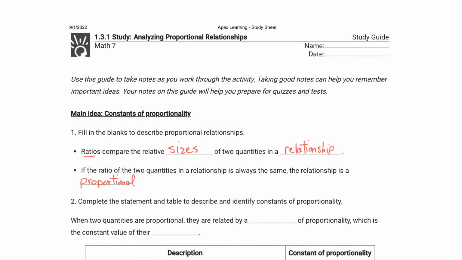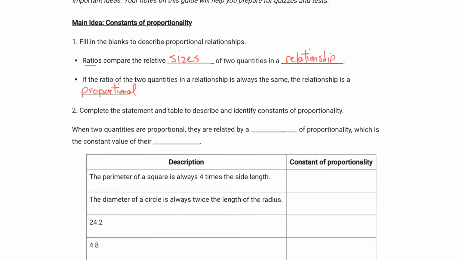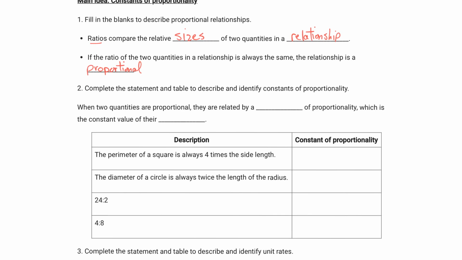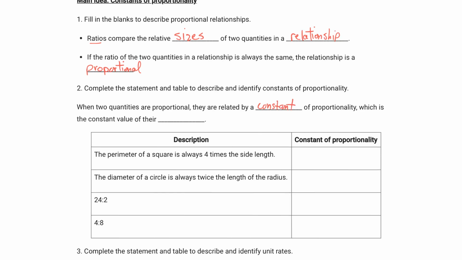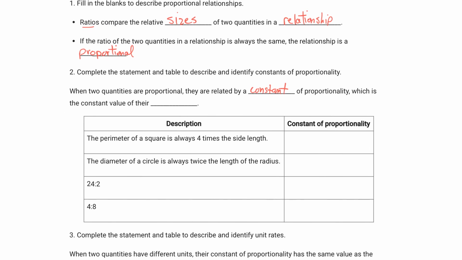Complete the statement in the table to describe and identify constants of proportionality. When two quantities are proportional, they are related by a constant of proportionality, which is the constant value of their ratio.